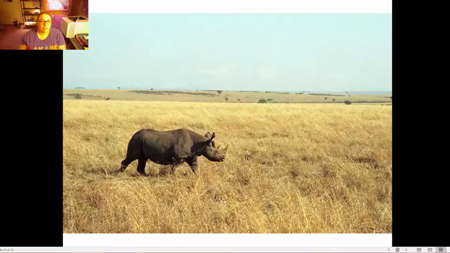So another species that went extinct very recently is the rarest of the black rhino subspecies. So this is the western black rhino. It was recognized by the IUCN as extinct in 2011, so very recently.